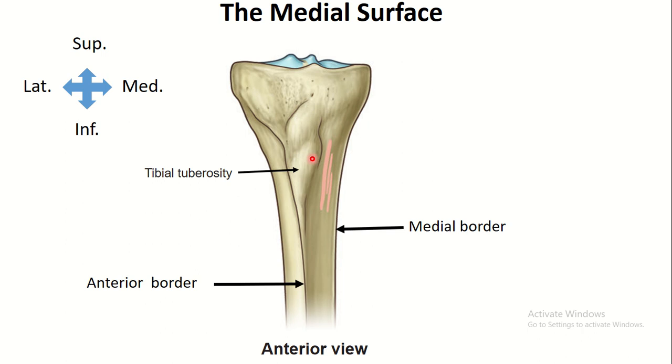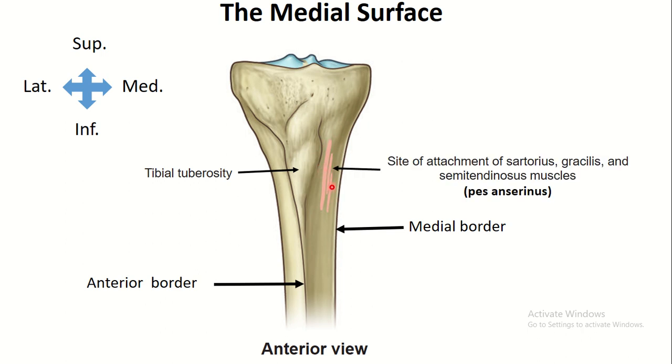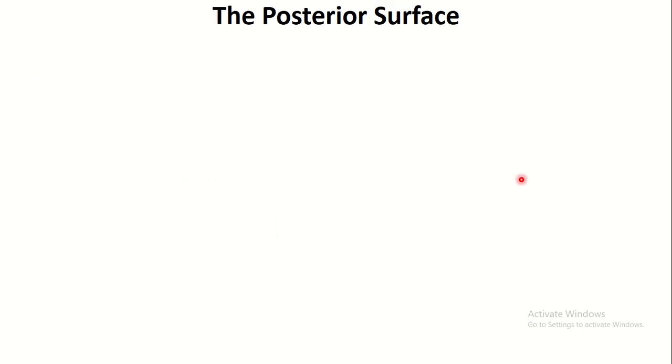It has an important rough area for attachment of muscles. These muscles are three: sartorius, gracilis and semitendinosus, together called the pes anserinus, meaning like a goose foot, like the foot of a goose or a duck. Sartorius is a muscle of the anterior compartment. Gracilis is a muscle of the medial compartment, and semitendinosus is a muscle of the posterior compartment.